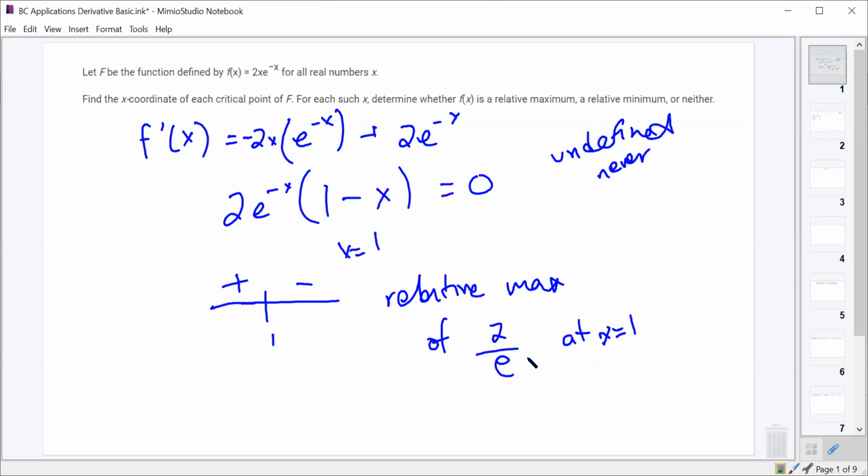No, Aiden, you only need the x value and the fact that it says it's a relative max. It doesn't ask, but sometimes they will ask, so that's why I wanted to do it.